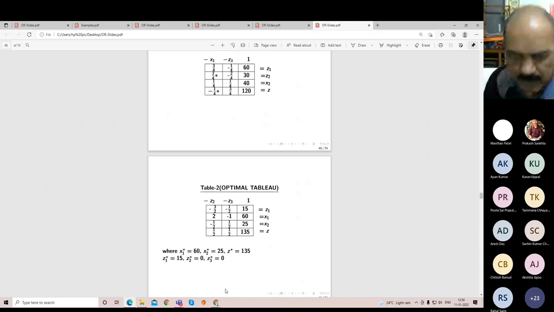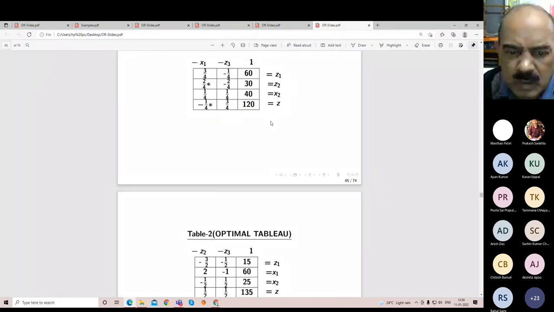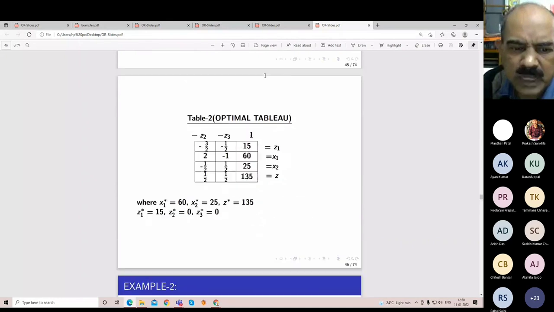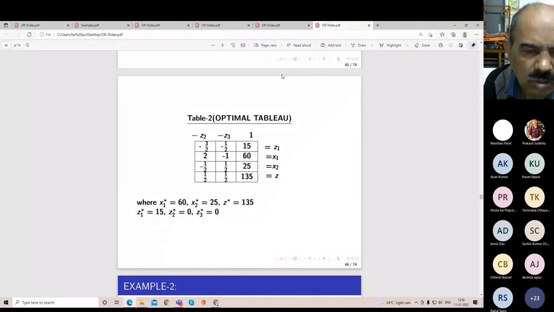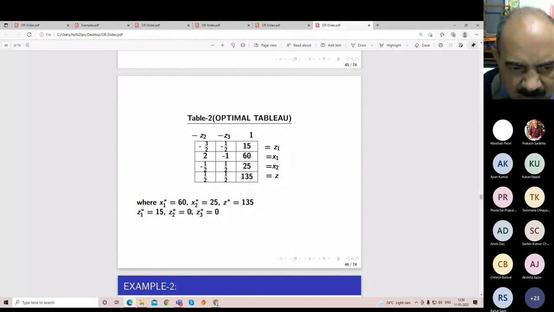Okay. So once you complete, what do you find here? So we find a table like this. In this table, we have to take the conclusion. What is the conclusion here? This is called an optimal simplex table. Optimal simplex table. So why optimal?